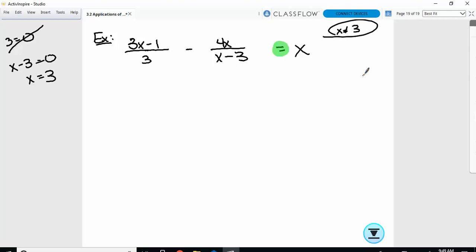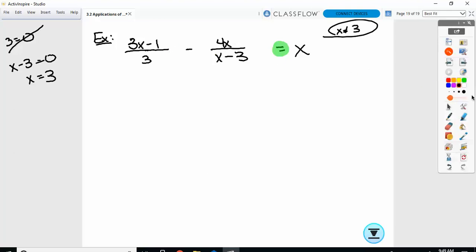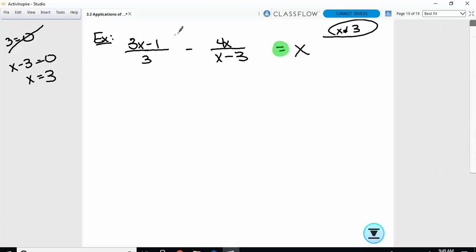Does everybody understand how I got that part? You know how to find what x can't be. So then we try to get rid of the fractions. So showing your work is critical here. If you're struggling, it's most likely skipping steps that's getting you.